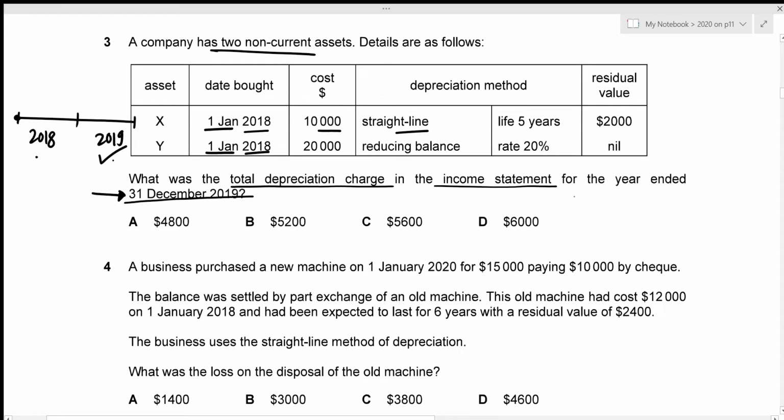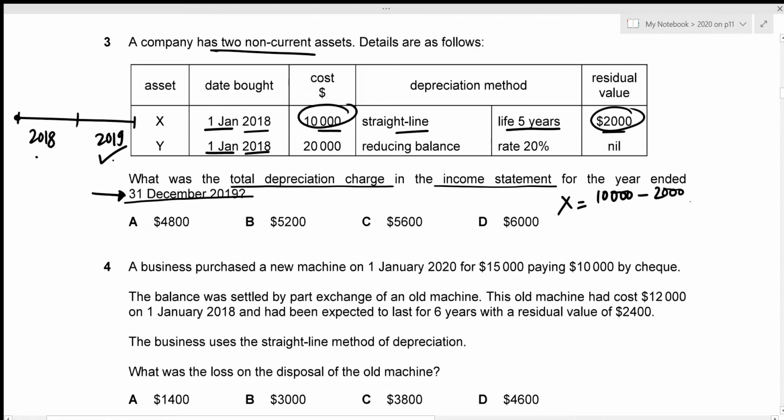So let's figure out the depreciation charge for X. We already know that it is to be depreciated using the straight line method, and we are given the useful life, which is 5 years, as well as the residual value. In this case, our depreciation formula is going to be cost minus residual value divided by the number of useful years. And in this case, we have the cost of 10,000 minus the residual value of 2,000.